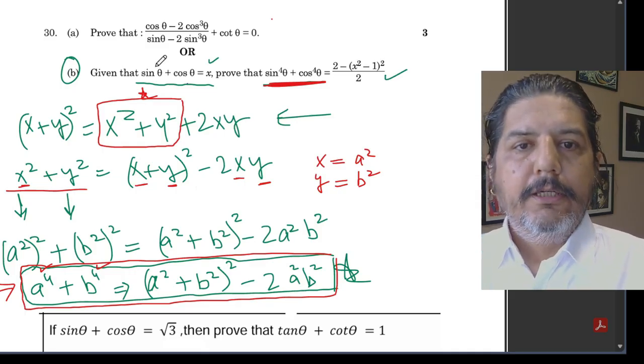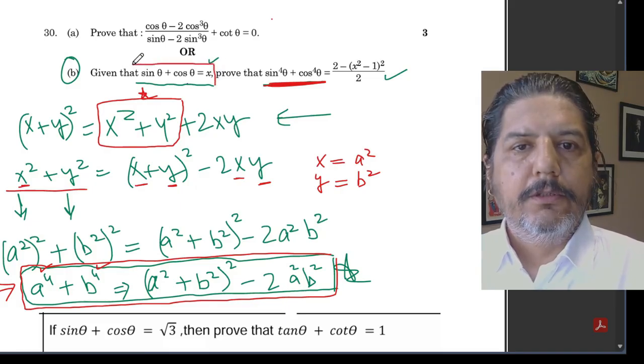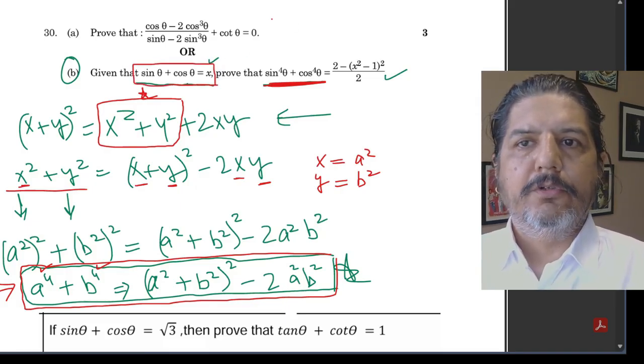Now, sinθ plus cosθ is equal to x. How do I use this? sinθ plus cosθ is equal to x.